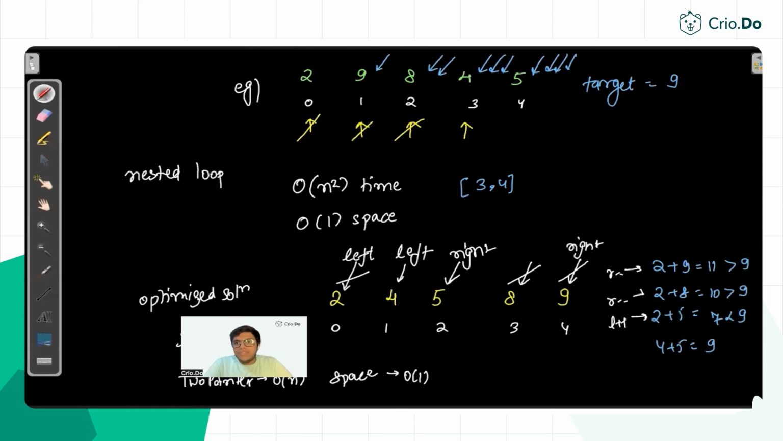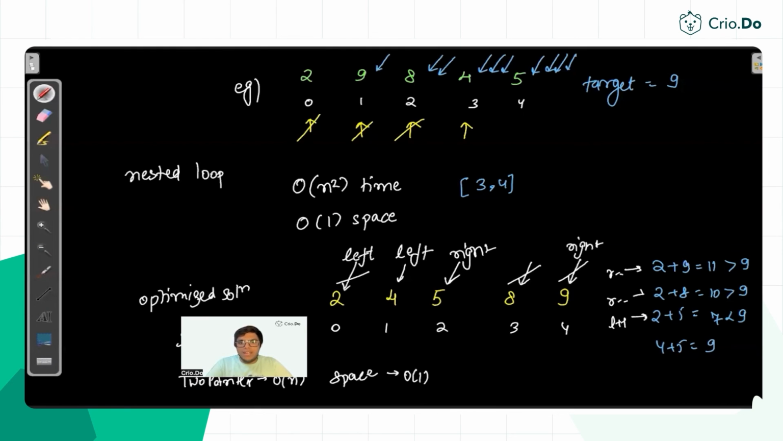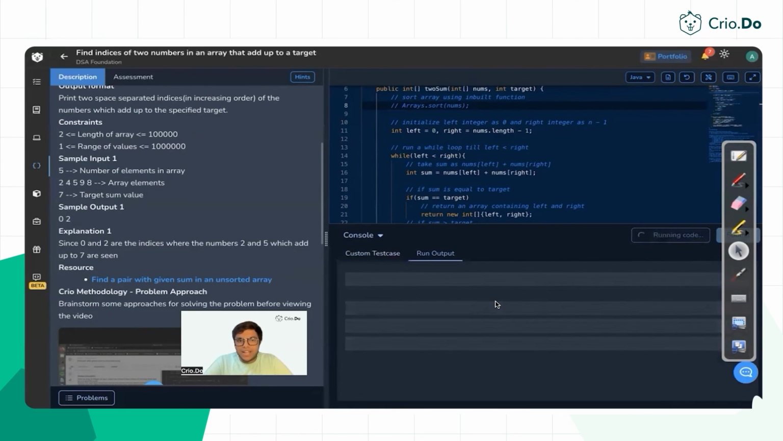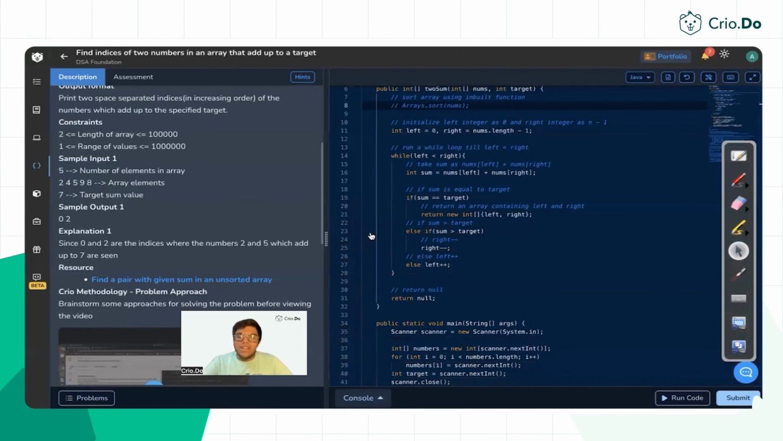But what about 2, 9, 8, 4, 5? If the input array is unsorted and it is 2, 9, 8, 4, 5, what about now? Will it give me the correct answer or not without sorting? That is what we are trying to see. And yes, now it is giving me a null pointer exception. So altogether, it is not running at all. It is going to some index which does not exist. So sorting is required in order to apply two pointers. That was the main thing.